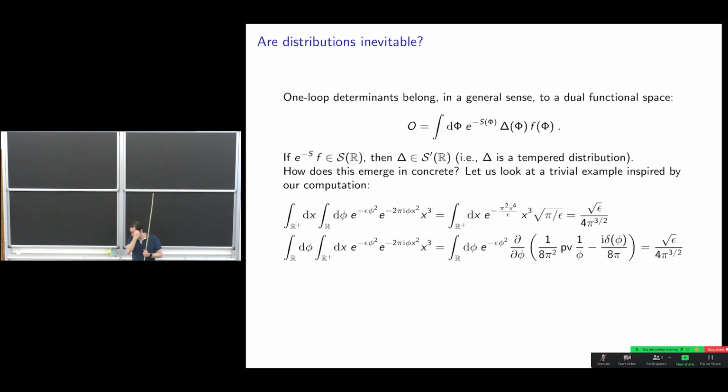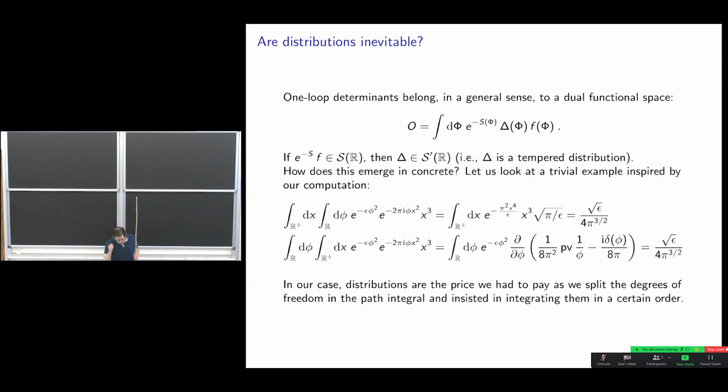So why do we get distribution? I would argue that distributions are the price that we had to pay as we split the degrees of freedom in the path integral and insisted on integrating them in a certain order. If you just performed an integration, but you're left with the residual integration to do, you're not guaranteed that what you have is a function, even a meromorphic function, but in a more general sense, this could be a distribution.